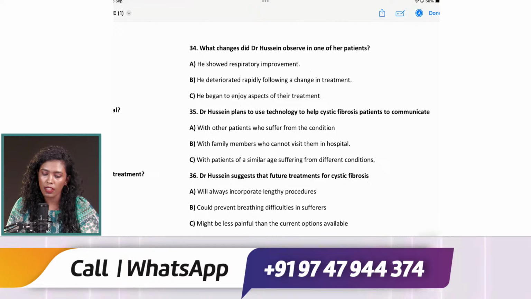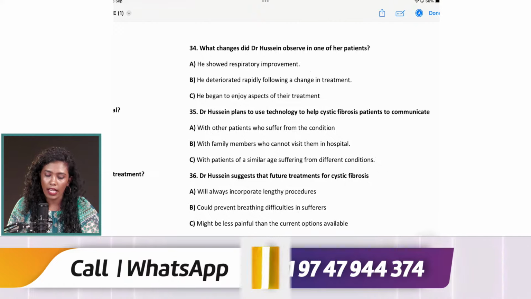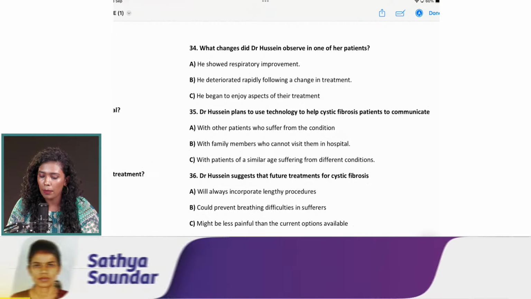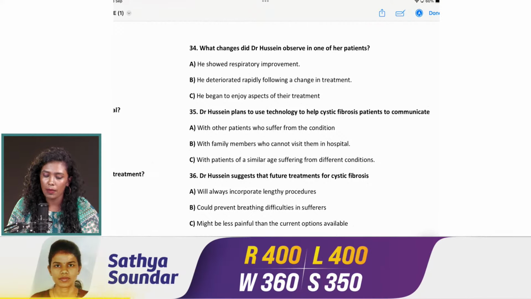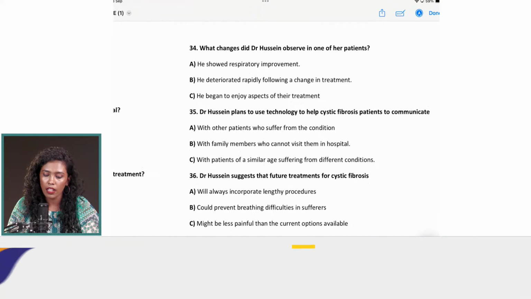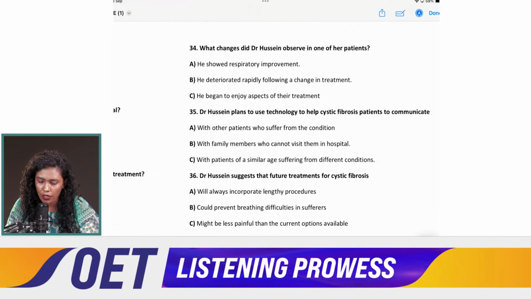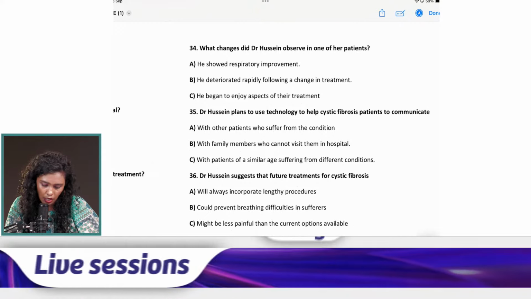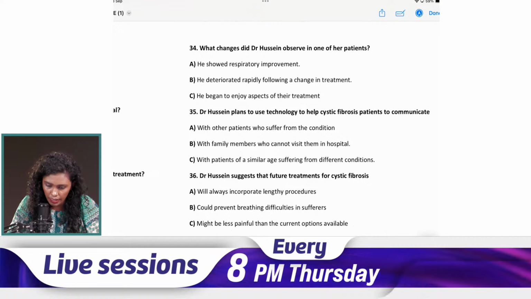We have 3 options. With other patients who suffer from the condition. So basically the technology can help the other persons or patients who do have the condition. Next one is with family members. So the technology will be helping the family members who are unable to visit the hospital. Then with patients of a similar age suffering from different conditions. So the particular technology will be helping a specific age group who are suffering from different conditions. Okay, make a plan. Yes, you're right.